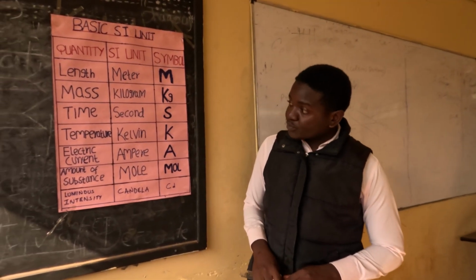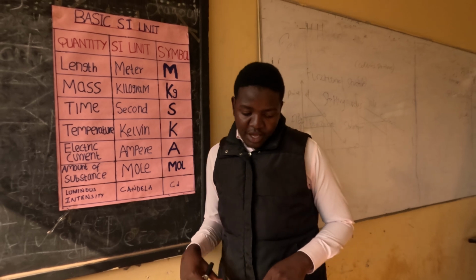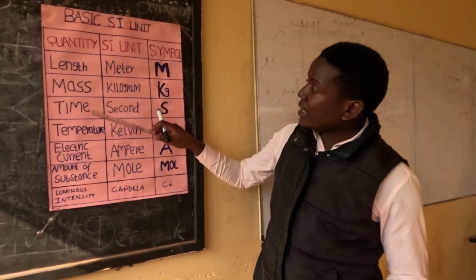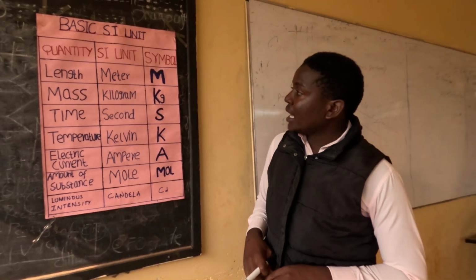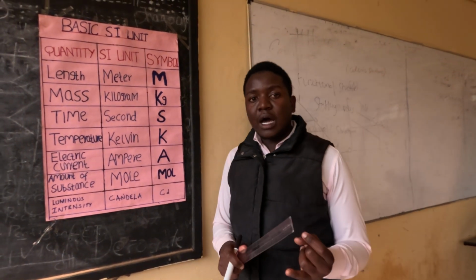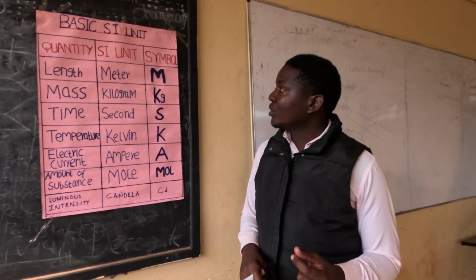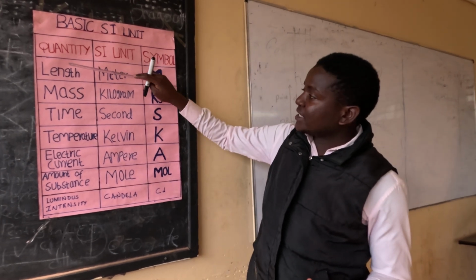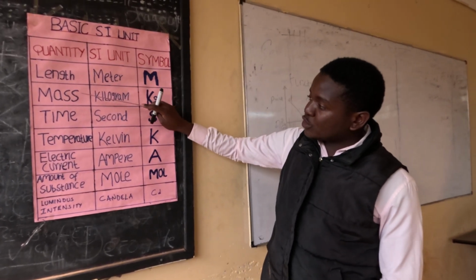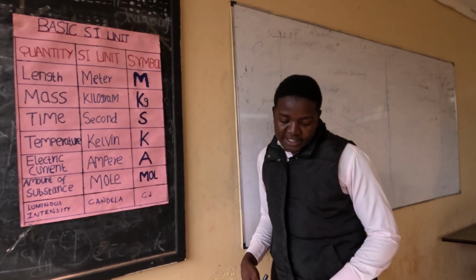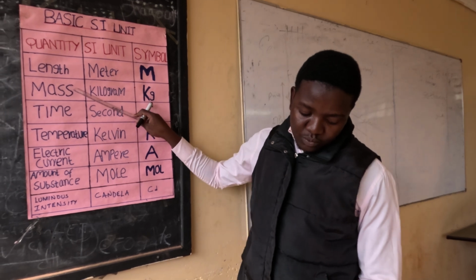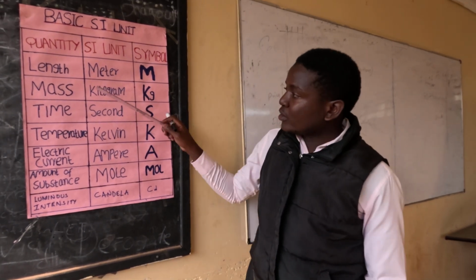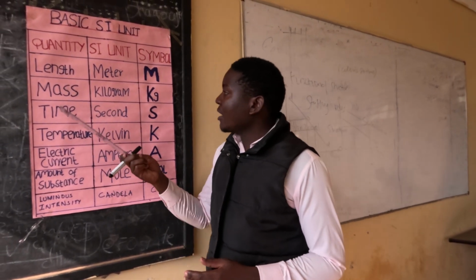Now, let's explore a couple of these in more detail. If you want to measure length, there is a tool that we normally use: a ruler, a meter rule. That's a tool used for measuring length. A tool used in measuring mass is a weighing balance.